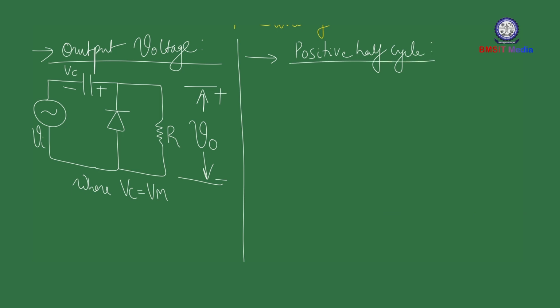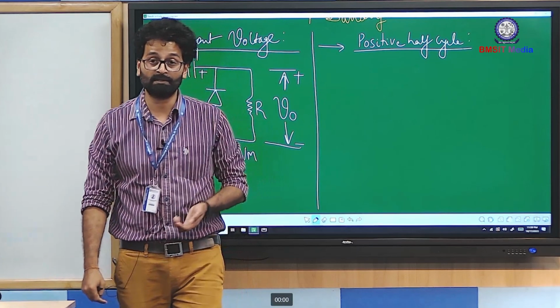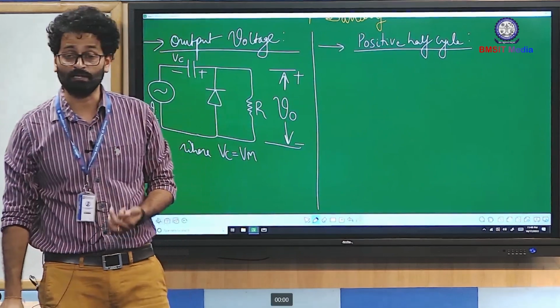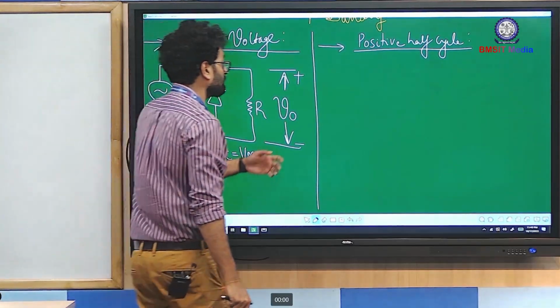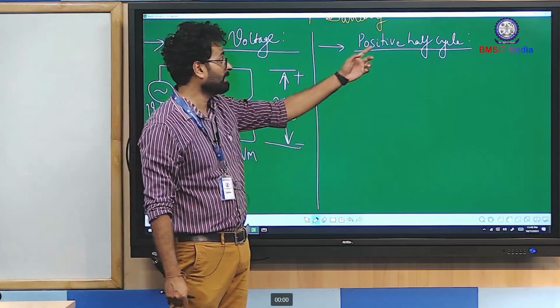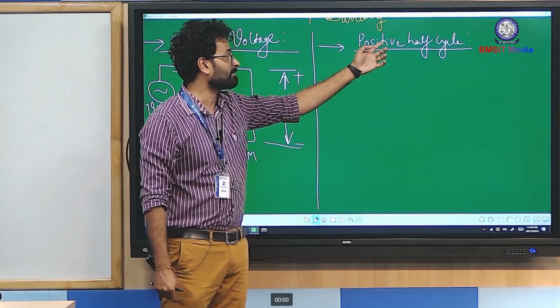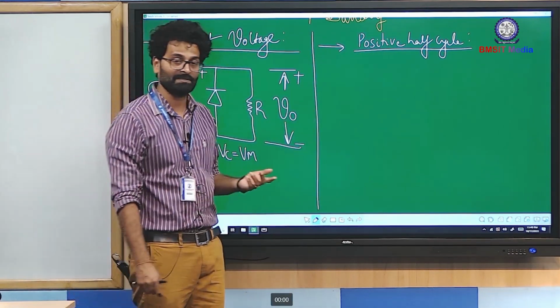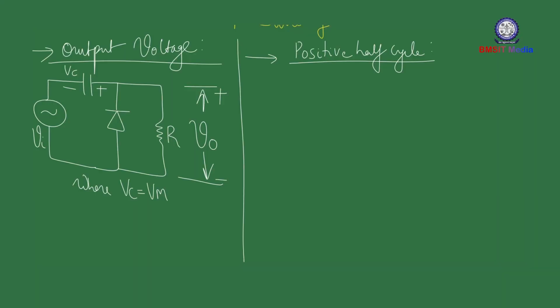You can start with the positive half cycle, and you need not carry out the analysis for the negative half cycle, because the negative half cycle analysis can simply be complemented with the positive half cycle analysis. I'll tell you how exactly you are going to do it.